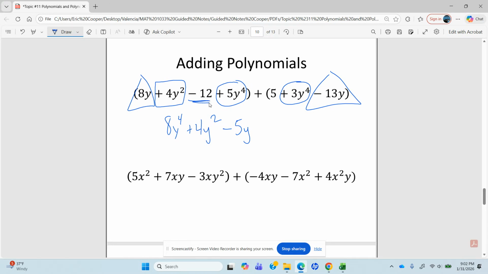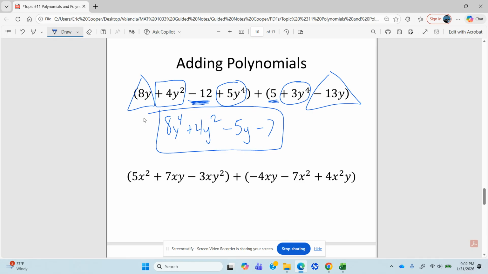Finally, we'll go with the constants. I've got negative 12 plus 5. Negative 12 plus 5 gives me negative 7. Again, I know I'm all complete when I can't combine any like terms at the end. I can't combine anything that has a 4, 2, 1, or a constant with each other, so that is my final answer. We'll do the same thing at the bottom.